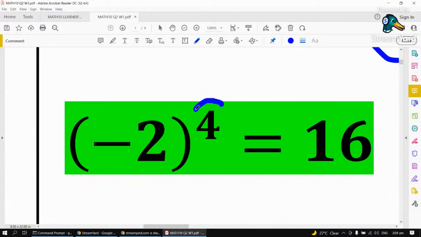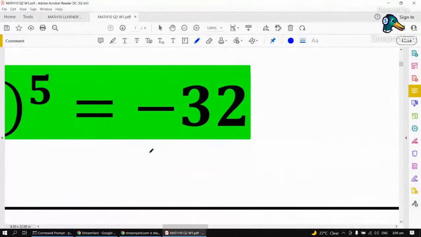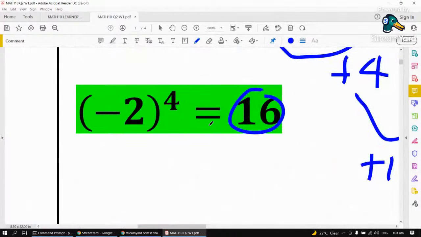Paano naman kung, ibig sabihin, kapag ang exponent is even number, gaya nito, even number, and then yung base ay negative, kapag positive, kapag ito ay positive, walang problema. Ang sagot ay palaging positive. Pag negative, minsan ang sagot ay positive, minsan ang sagot naman ay negative. Okay? So, dito, positive siya because yung exponent is an even number.